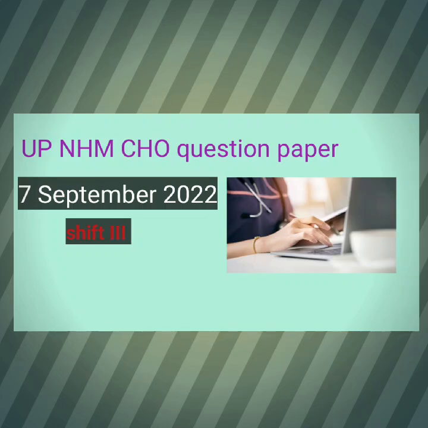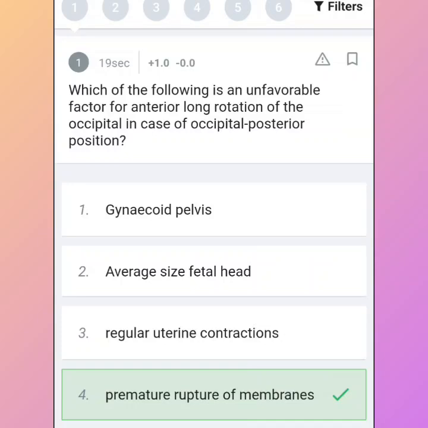Today we are going to study UP NHM CHO question papers which was held on 7 September 2022. Which of the following is an unfavorable factor for anterior long rotation of the occipital in case of occipital posterior position? Option number 4, premature rupture of membrane.